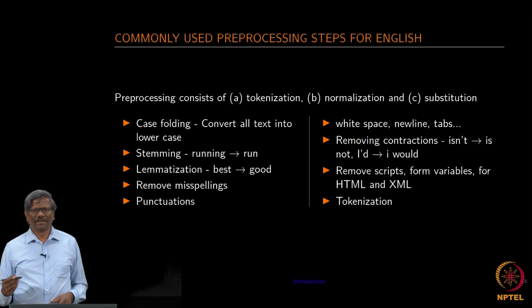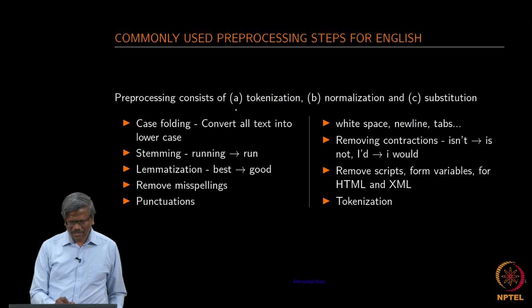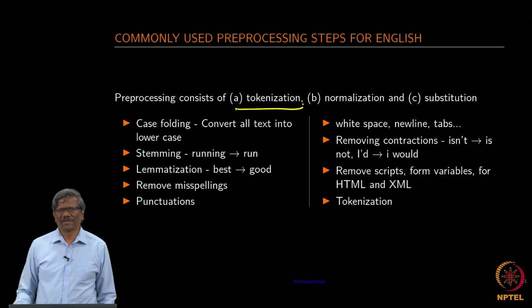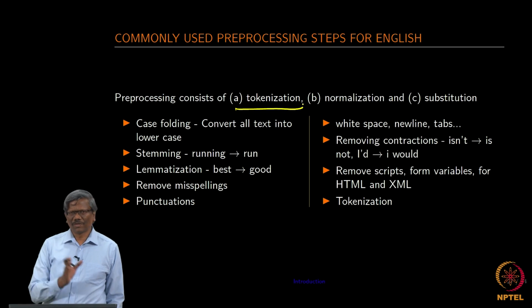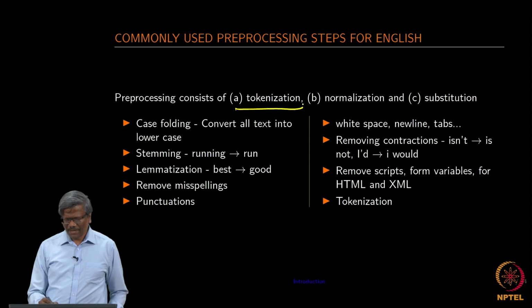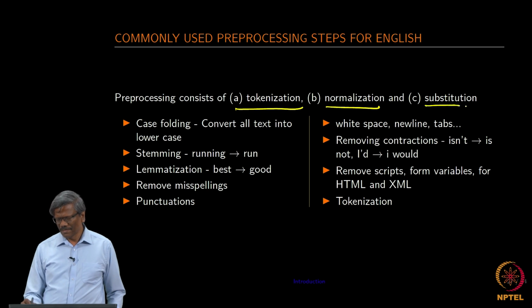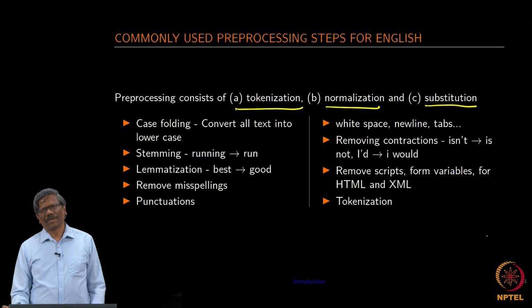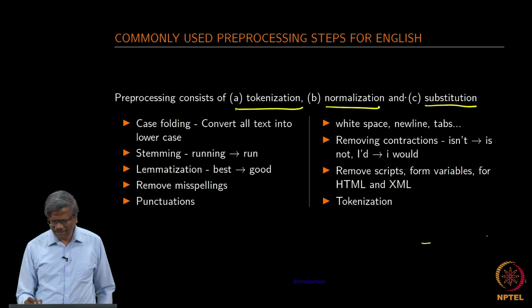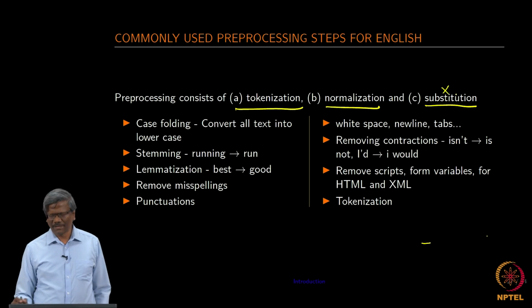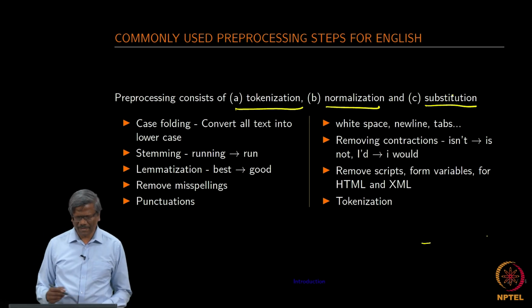So, the basic steps involved are: one is tokenization. Tokenization, as I mentioned earlier, is about splitting the text into words, right? And then the second step is normalization, and then third one is the substitution. Okay, so you probably may not have substitution in many cases, but certain pre-processing, certain applications require substitution as well. Okay, so we will talk about each one of those, okay, and what they are.